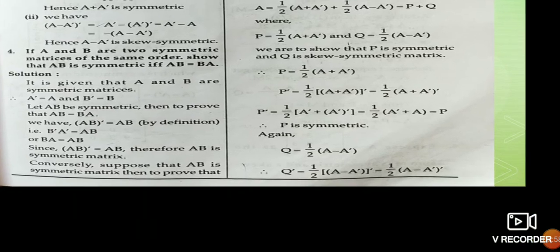See, first P is a symmetric matrix. P is equal to 1 by 2 of (A plus A transpose), so P transpose is equal to 1 by 2 of (A transpose plus (A transpose) transpose). Since (A transpose) transpose is equal to A, this is 1 by 2 of (A transpose plus A), which is P. Therefore, P is symmetric.